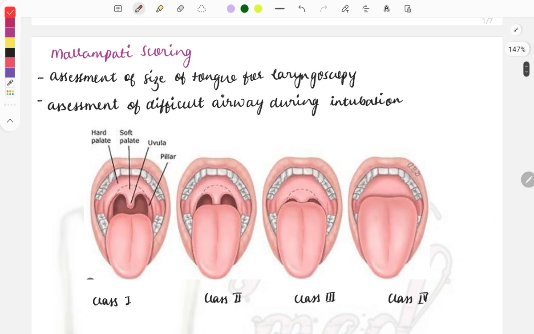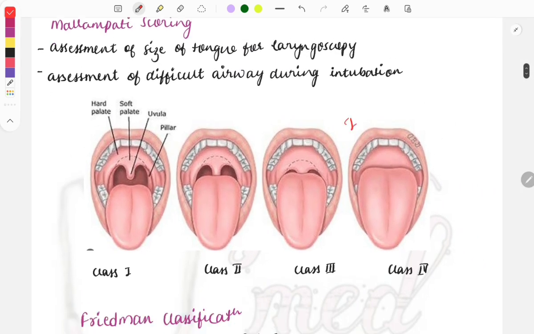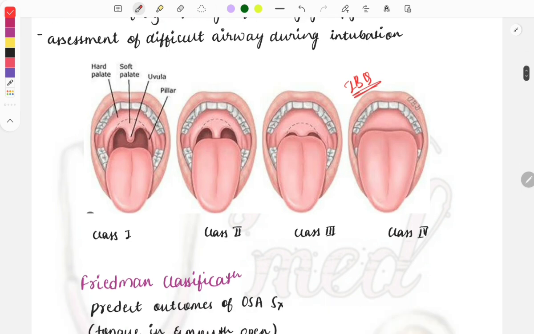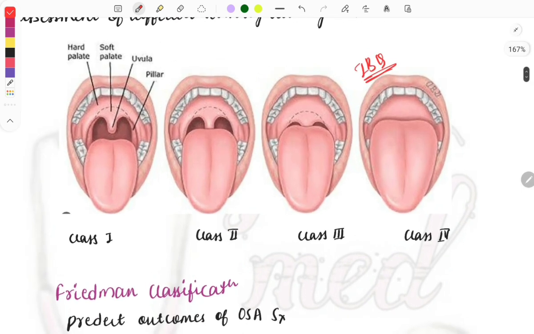Okay, so this is the scoring used for the Mallampati, and image based questions are asked on this. So do look at the images, meaning memorize the images well, so that even if an image based question comes, you will get it correct.